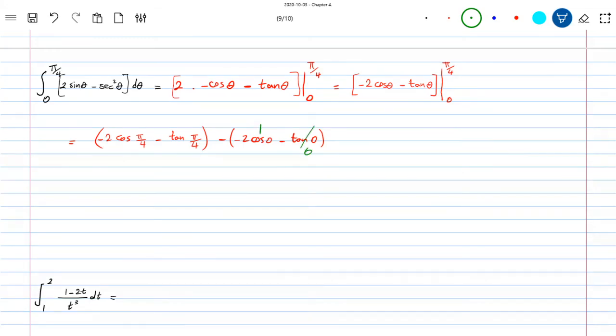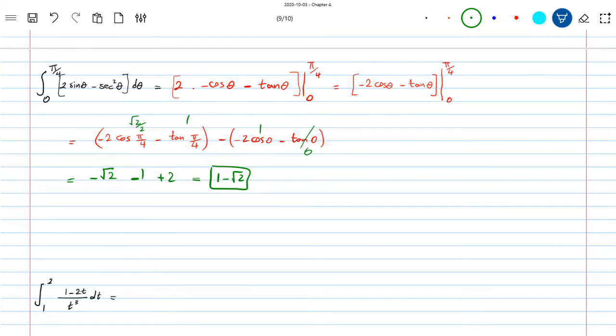Cosine of 0 is 1. Tangent of pi over 4 is 1. Sorry, I mixed that up. Cosine of pi over 4 is square root of 2 over 2. So what we get is negative 2 times square root of 2 over 2, which is negative root 2. Minus 1. And minus 2 times 1 is plus 2. And 0. So you get 1 minus square root of 2. And that's it. That's the calculation for this integral.